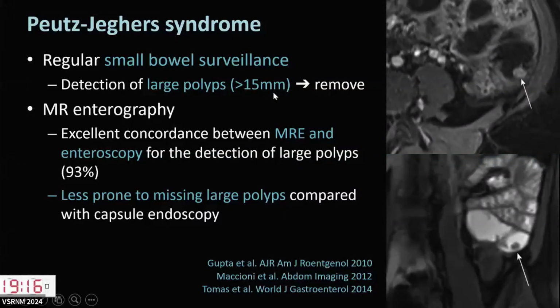So these patients need to have regular small bowel surveillance to detect large polyps, which are more than 15 millimeters. These need to be removed because they may cause complications such as obstruction and intussusception. And MR enterography is a good tool for follow-up because it does not involve radiation. It has an excellent concordance between MRE and enteroscopy for detection of large polyps. And compared with capsule endoscopy, MRE is less prone to miss large polyps. So it's actually a very good tool.